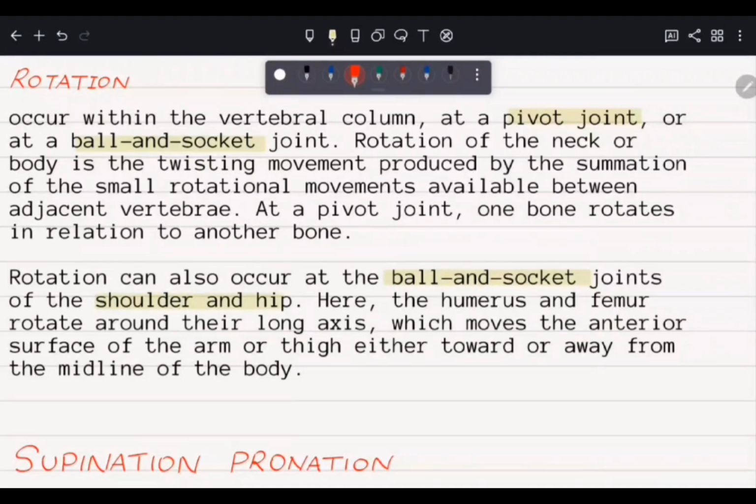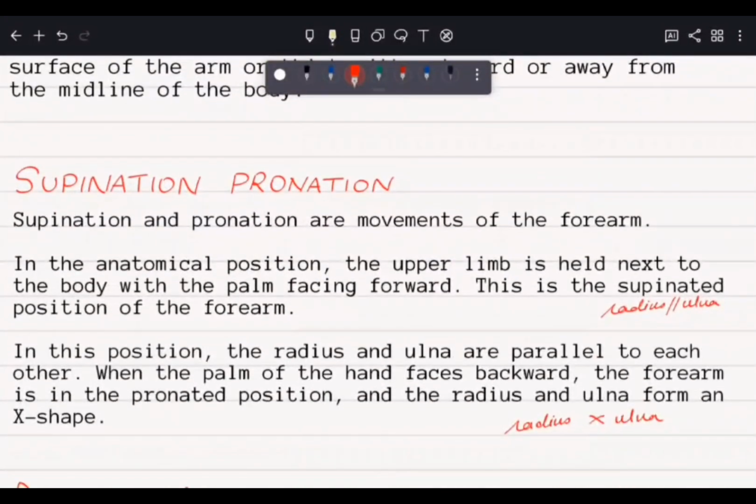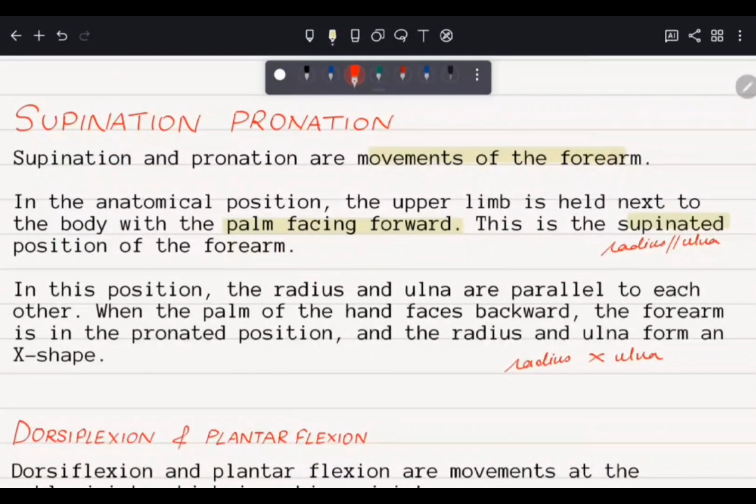The humerus and femur rotate around their long axis, which moves the anterior surface of the arm or thigh either towards or away from the midline. Talking about supination and pronation, they are movements of the forearm. In anatomical position, when the palm faces forward, this is supination. Here, radius and ulna are parallel to each other, and in pronation, the palm of the hand faces backwards, and here the ulna and radius form an X shape.